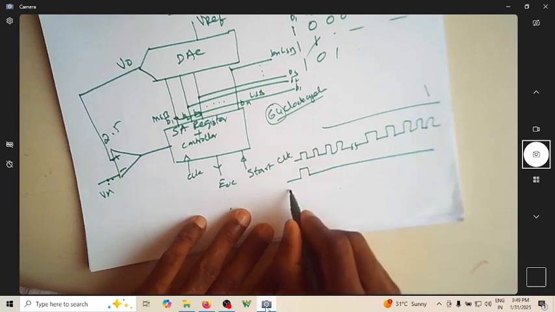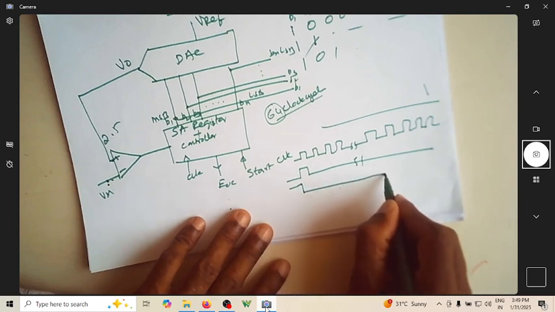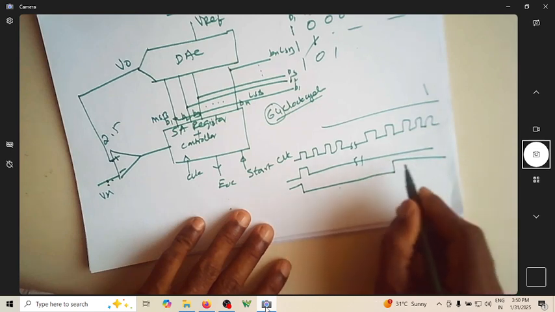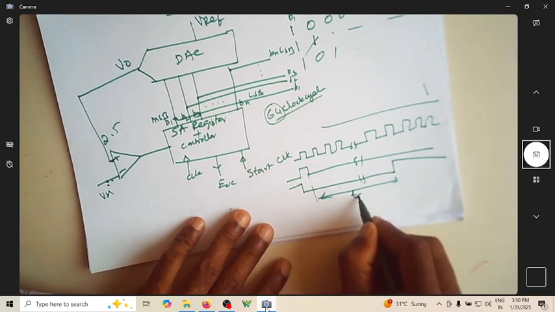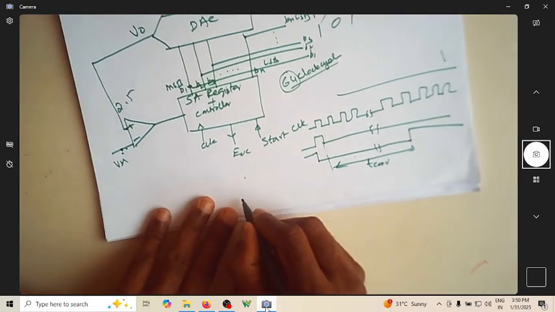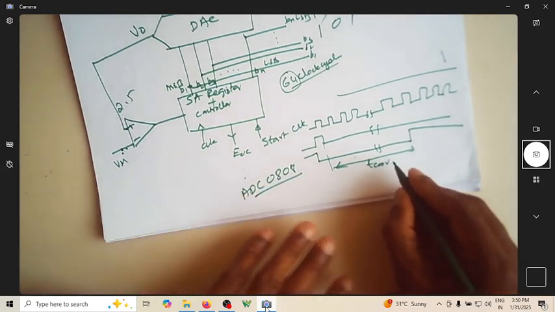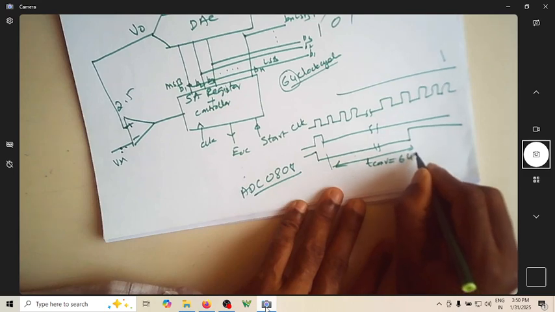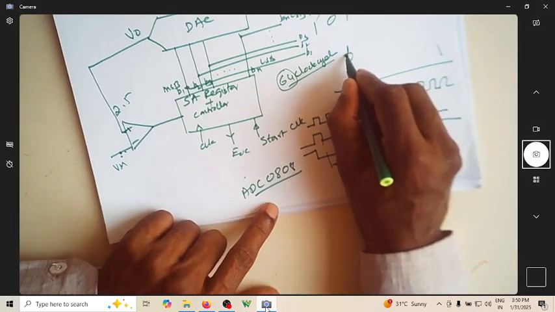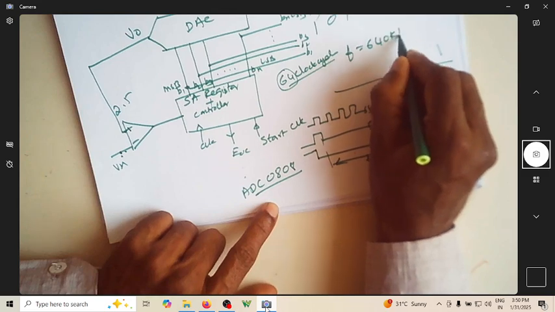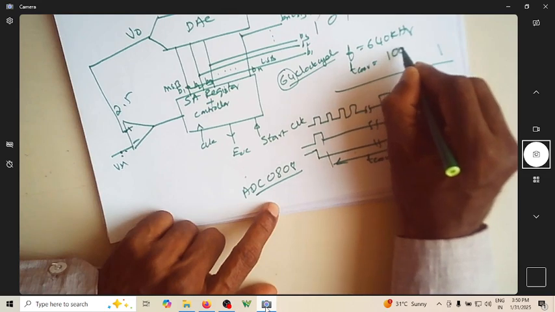Once your start of conversion is given, the EOC goes low, and it stays there for 64 clock cycles. Then it goes up. So from here to here is your T conversion. For the ADC IC 0808, this is 64 cycles. Meaning if the clock frequency is 640 kilohertz, then T conversion is typically 100 microsecond.